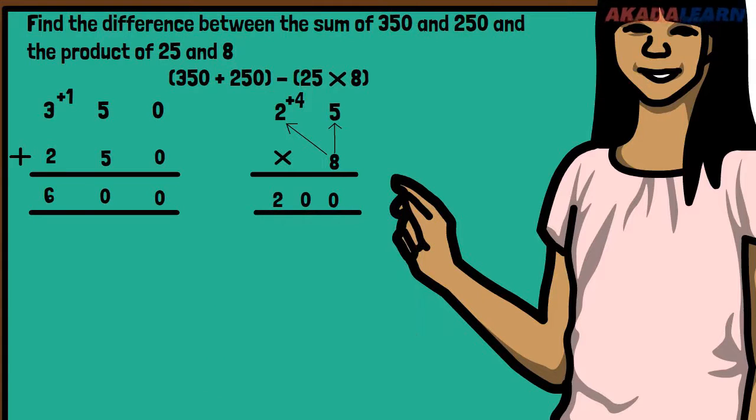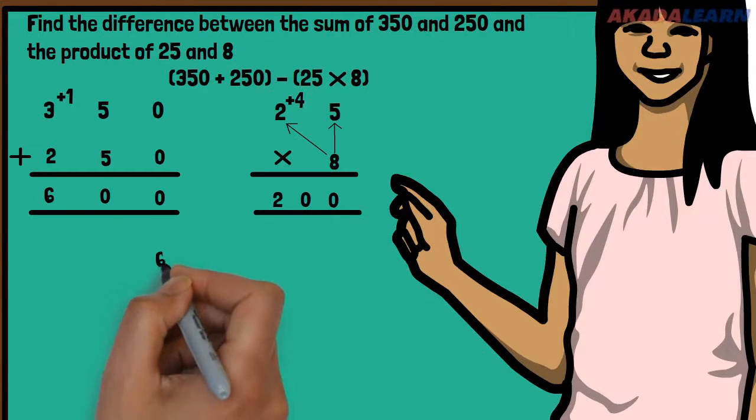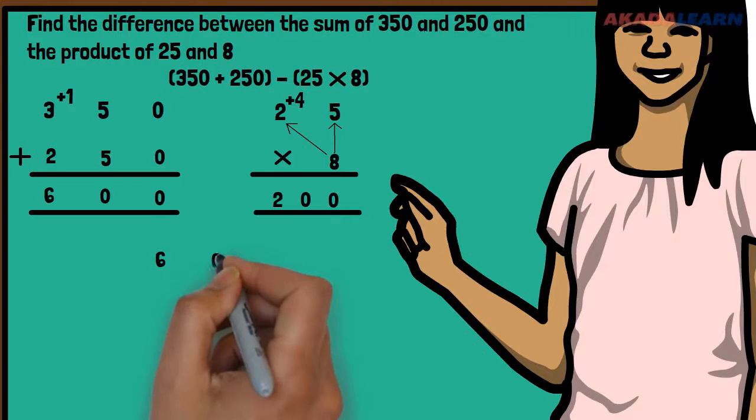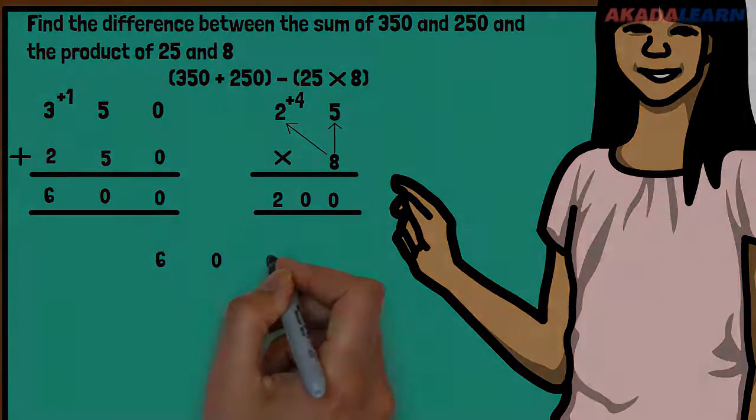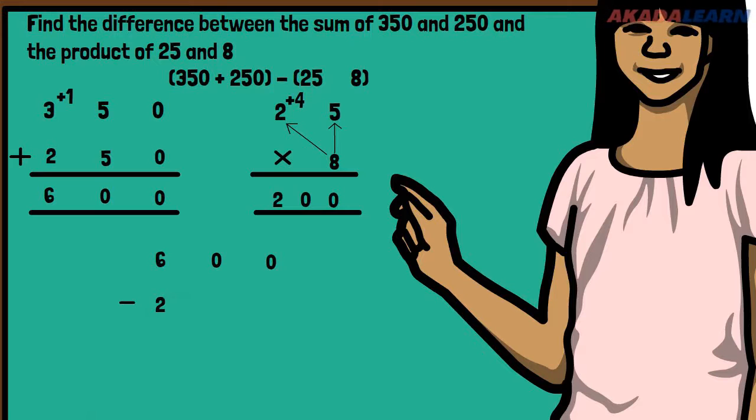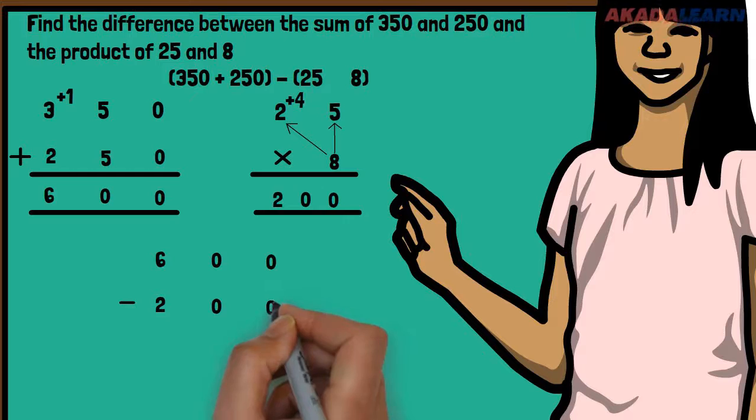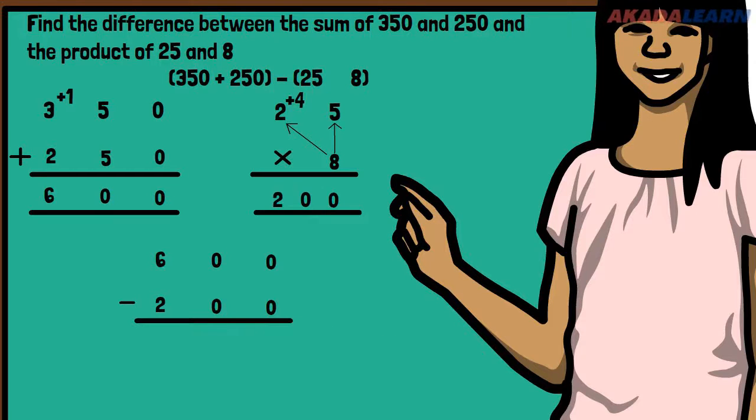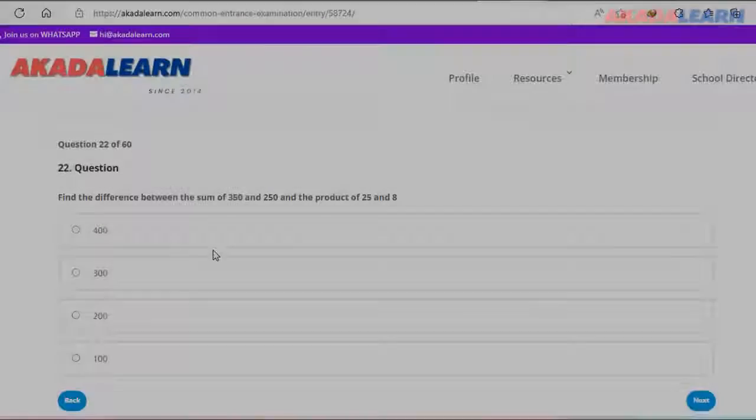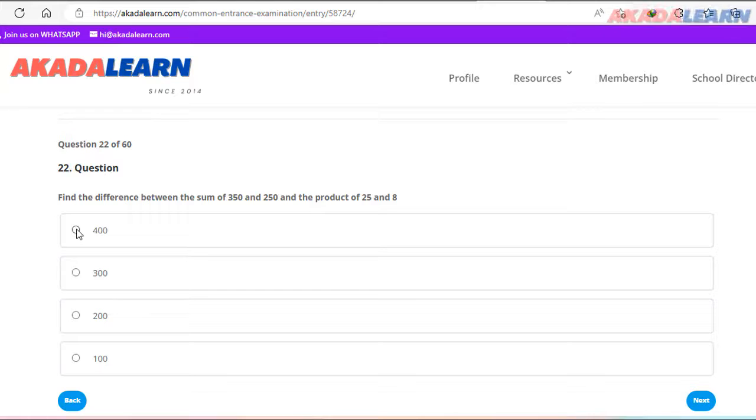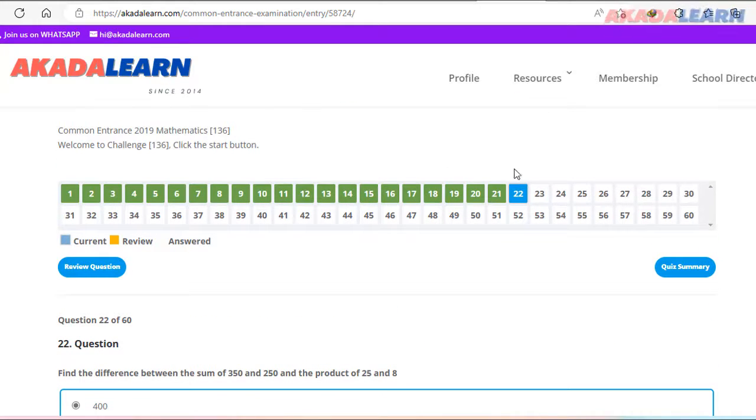So now we subtract the two together. That's 600 minus 200. So 0, 0, and 6 minus 2, that's 4, which is 400, which is our final answer. So from our video we can see the answer is 400, which is this. So let's get to the next.